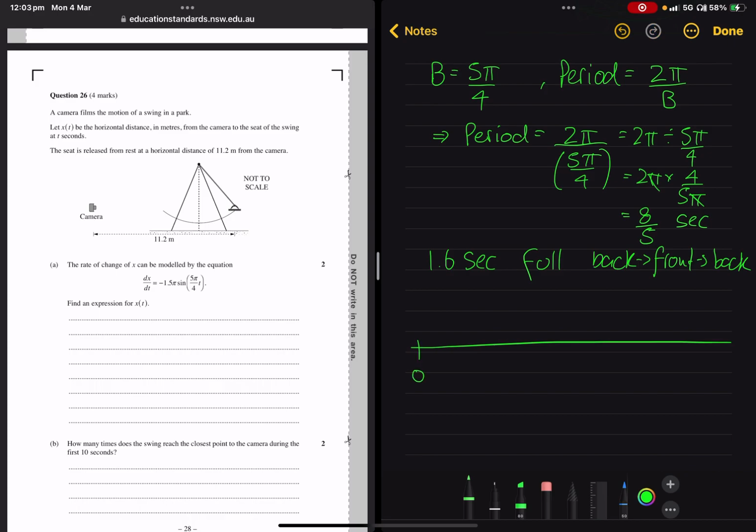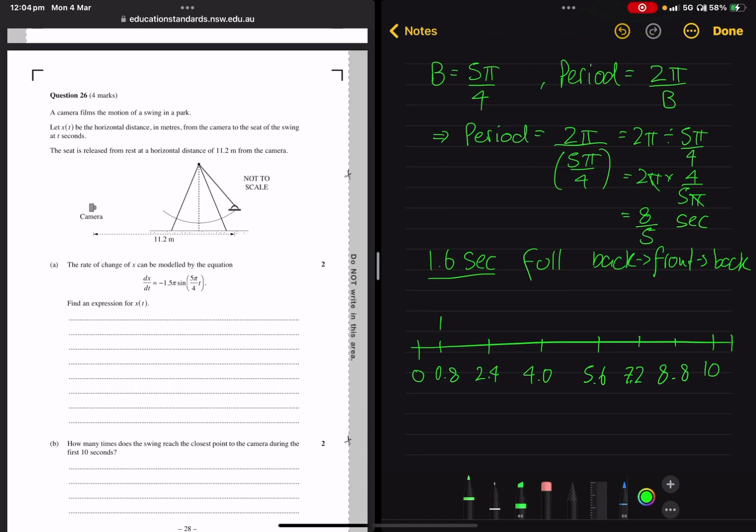So we'll go from 0 to 10. So 1.6 seconds for the full back to front. That means at 0.8 seconds, it reaches the front the first time. Now it will take another 1.6 seconds to reach the front again. So it will reach the front at 2.4 seconds. It will reach the front at 4.0 seconds. It'll reach the front at 5.6 seconds. It'll reach the front at 7.2 seconds. It'll reach the front at 8.8 seconds.